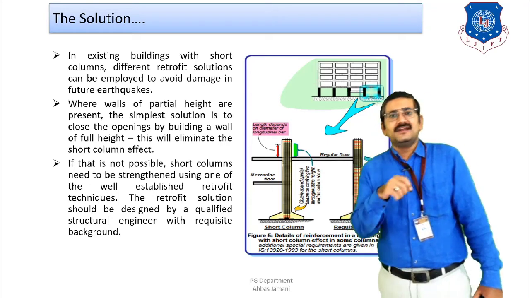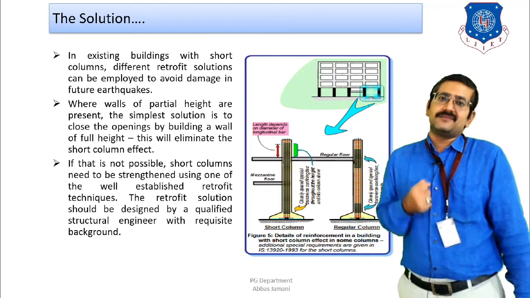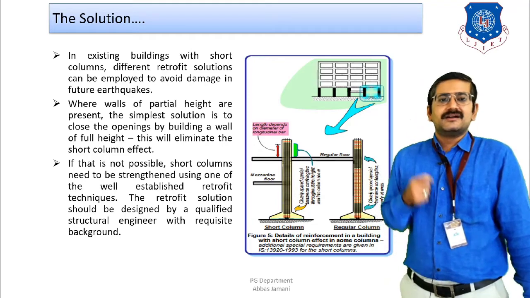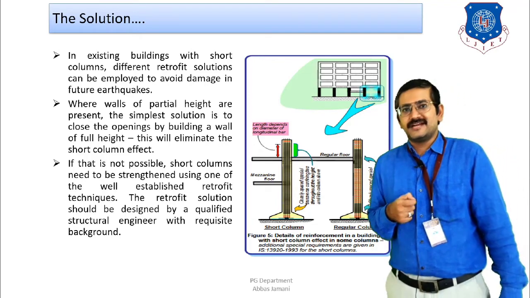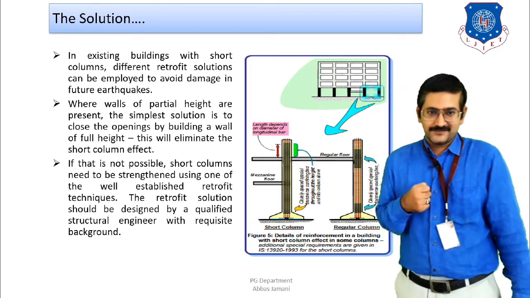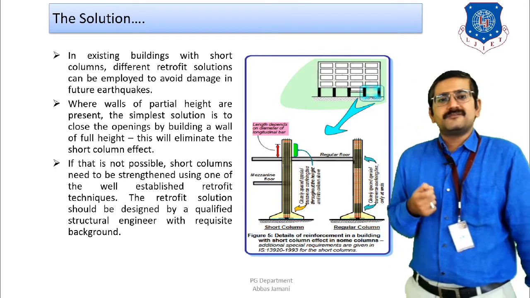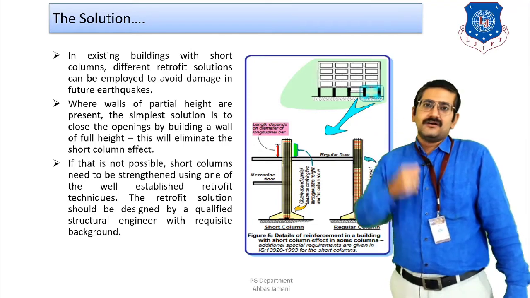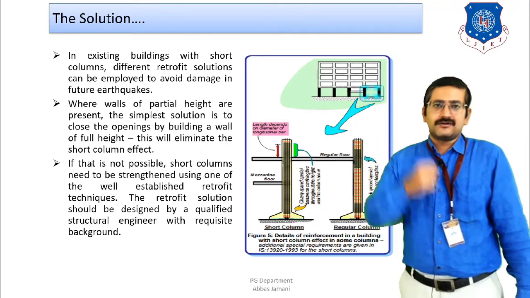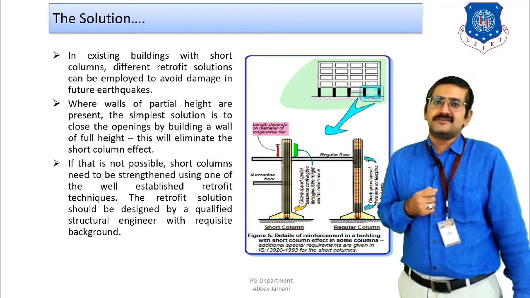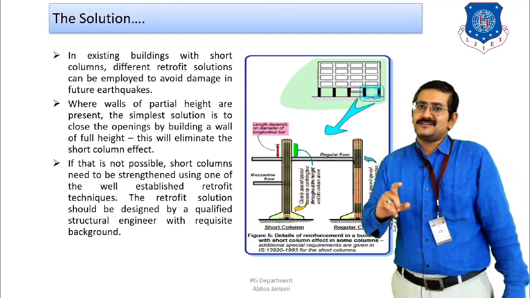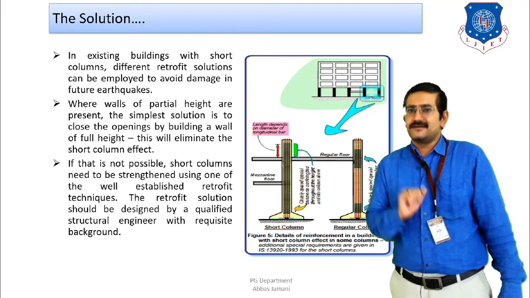Now, if the buildings are existing, then what can be done? In existing buildings with this short column effect, different retrofitting solutions can be adopted by mutual discussion with the structural engineer. Where walls of partial height are present, the simplest solution is that the entire height of the opening should be covered by masonry walls, and such partial openings with partial masonry walls should be eliminated from the building.